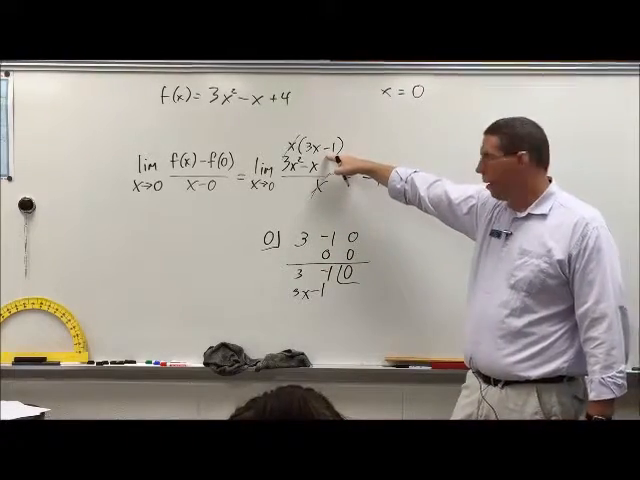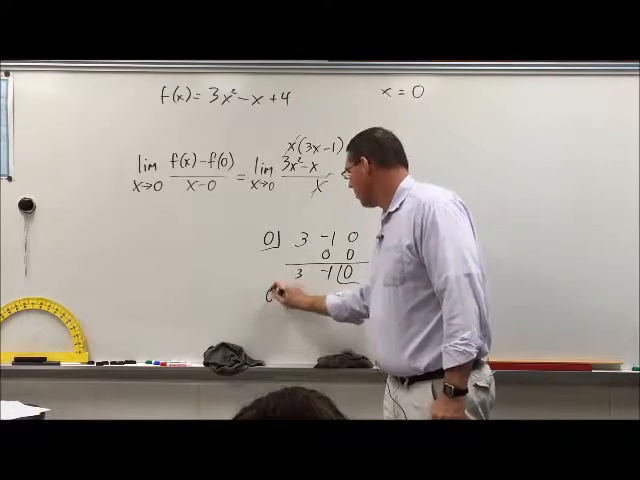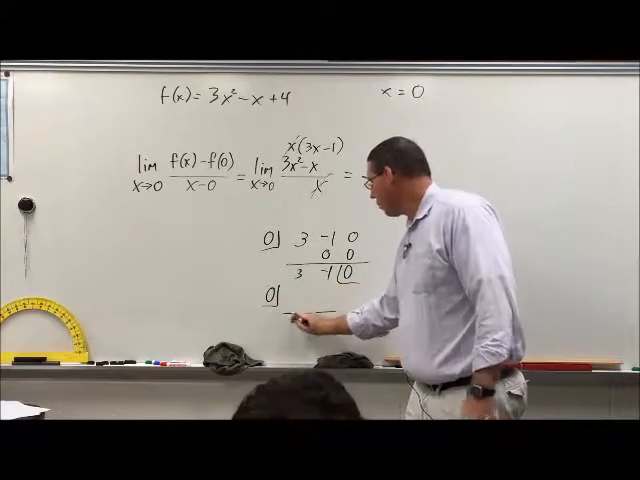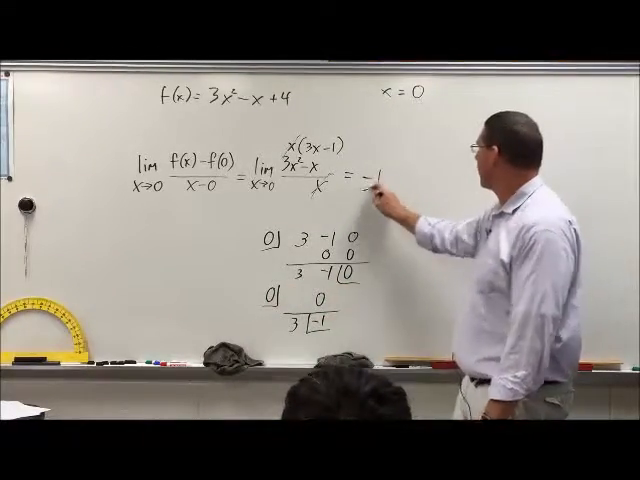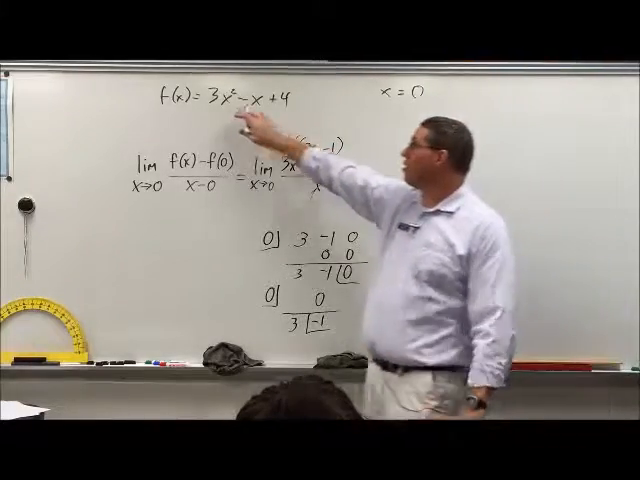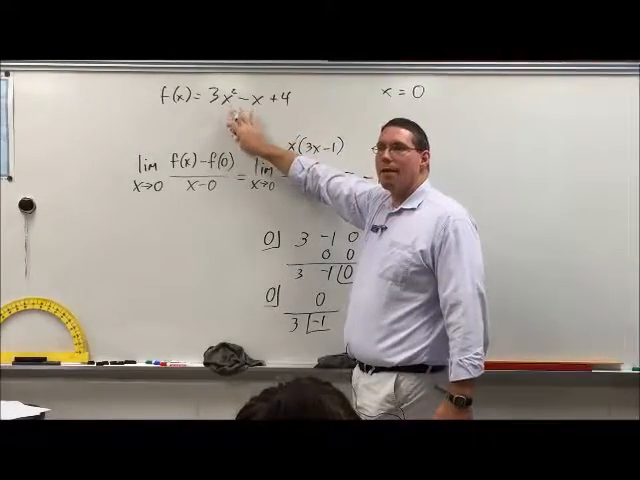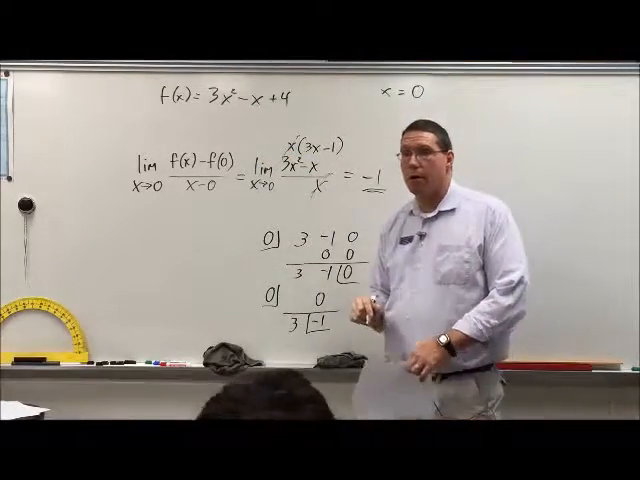Same thing, right? And let's say you wanted to do synthetic division now. So let's put a 0 here. Carry down the 3. 3 times 0 is 0. 0 plus -1 is -1, and that's our answer. So the graph of this has a slope of -1 when x is equal to 0.